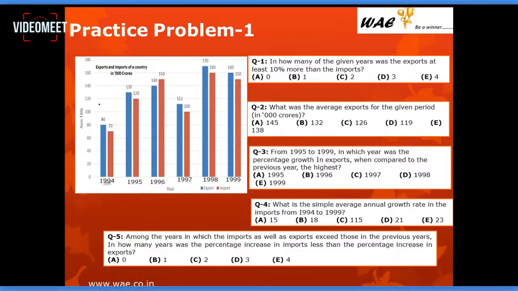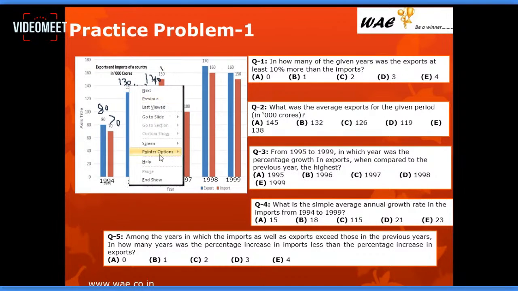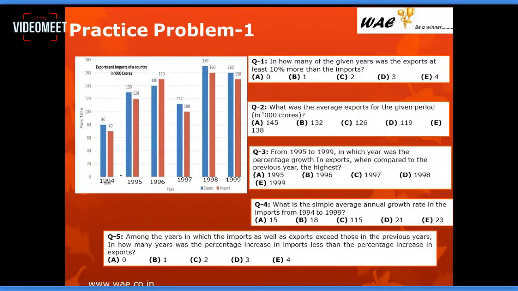Okay, digits are not clear. I'm writing it for you. 80, 70, 130. This is 140 and 150. So I will read out: 94, it's 80 and 70. 95, it's 130 and 120. 96, it's 140 and 150. 97, it's 112 and 100. 98, it's 170 and 160. And 99, it's 160 and 150.